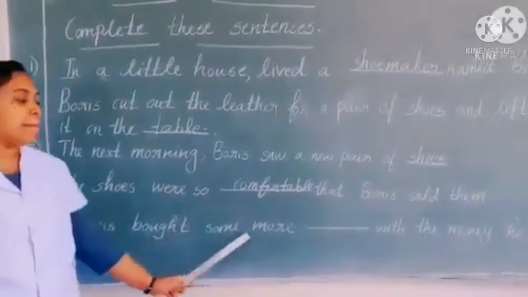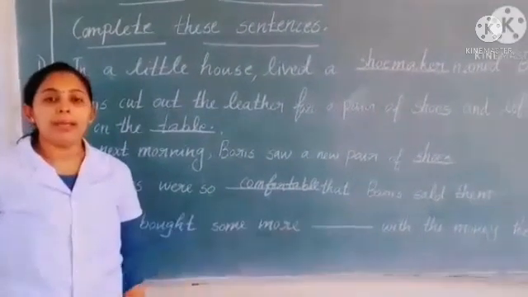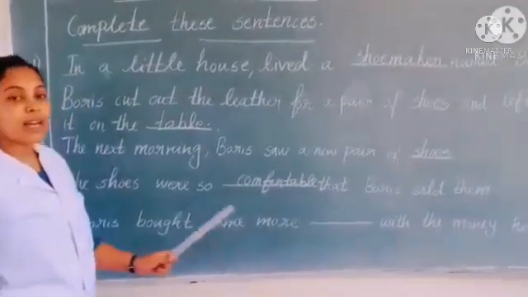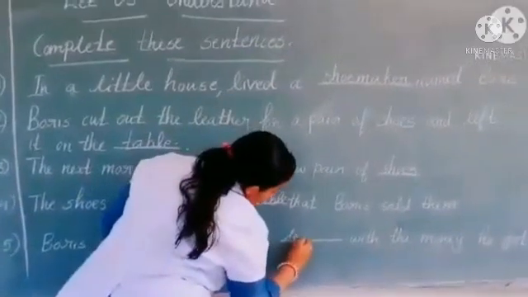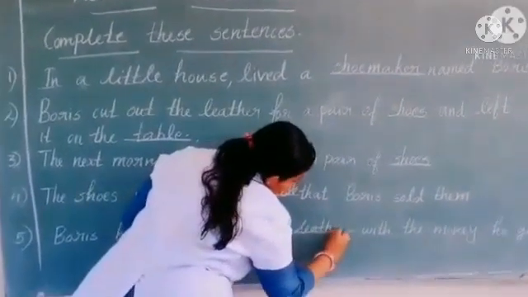And fifth one, Boris bought some more dash with the money he got. What did he buy? Yes, some more leather. Some more leather to make shoes.